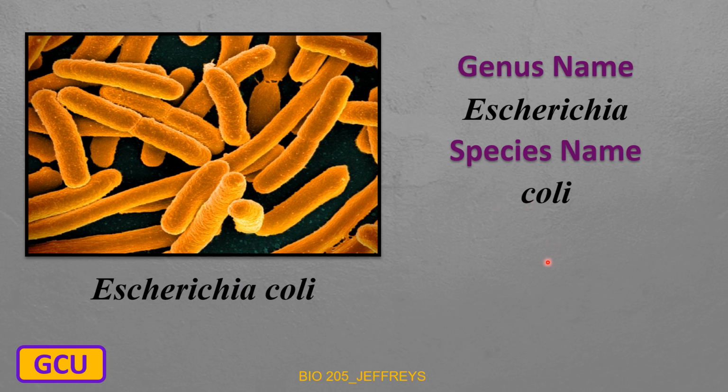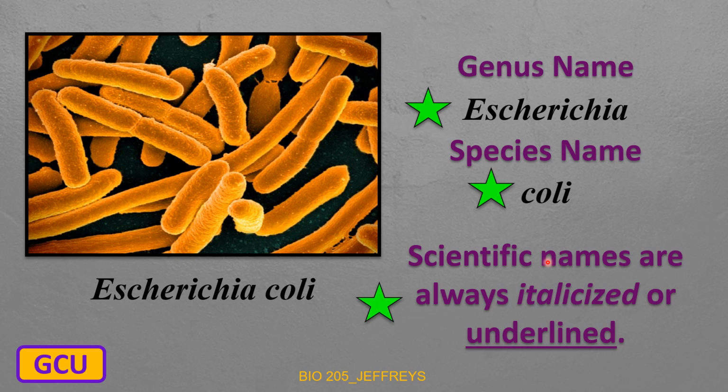Now, a couple of things you'll notice here is that the genus name is always capitalized. The species name is then always in lowercase. The other thing you'll notice is that scientific names are always either italicized, as we see here, or underlined, which I'll show you in a moment.